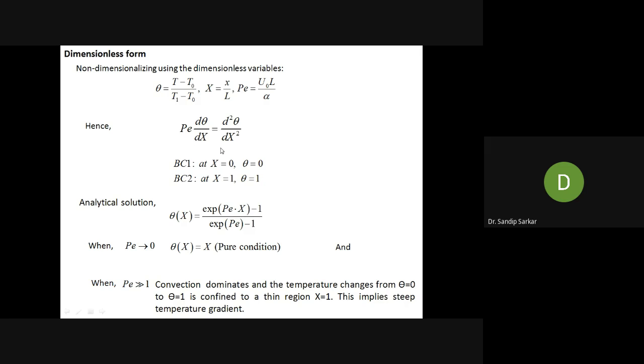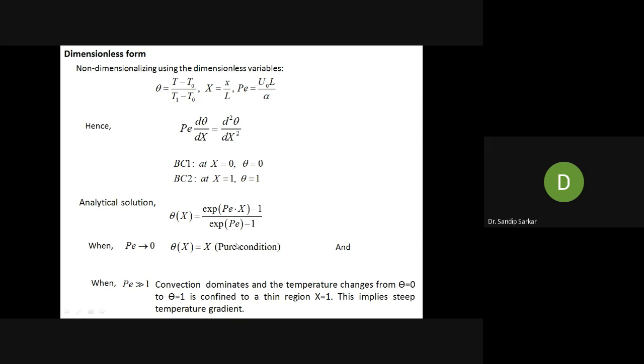And this is your dimensionless form of governing equation. Now this equation can be solved analytically. Very simple. If you use these dimensionless boundary conditions along with the dimensionless governing equation, you may solve this equation analytically to obtain the temperature distribution, that is theta of X equal to exponential of Peclet number into X minus 1, divided by exponential of Peclet number minus 1. This is the analytical temperature distribution.